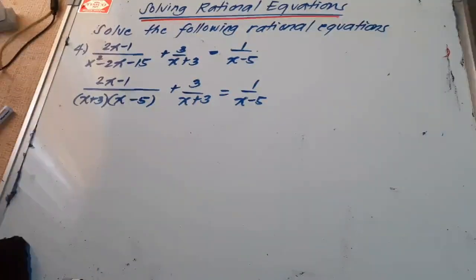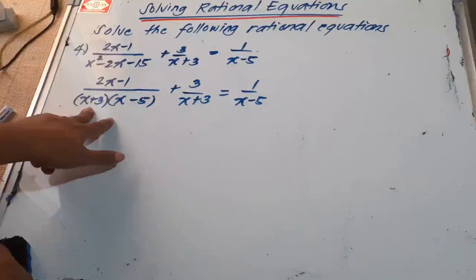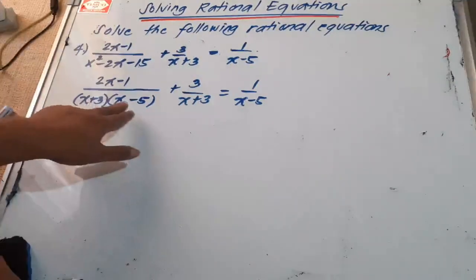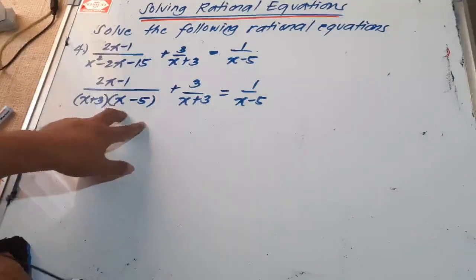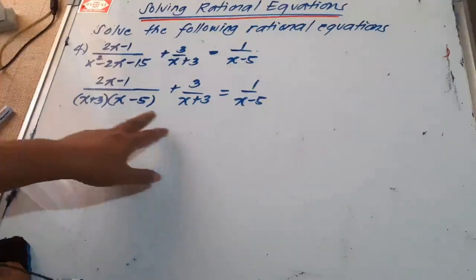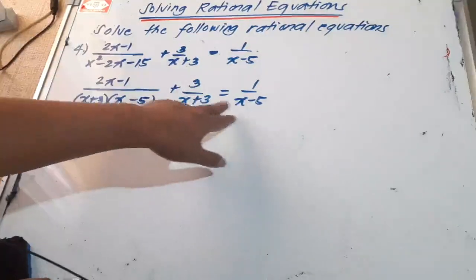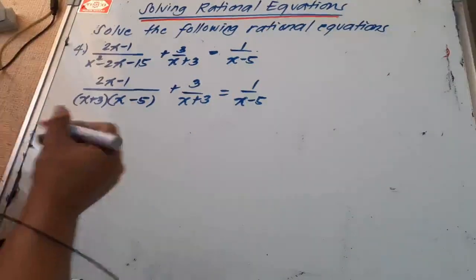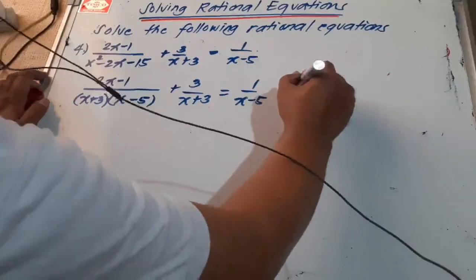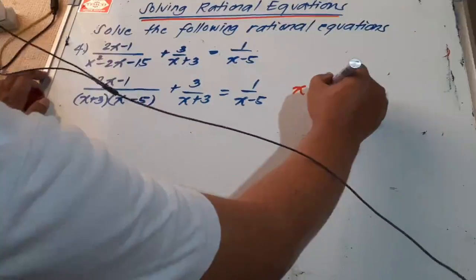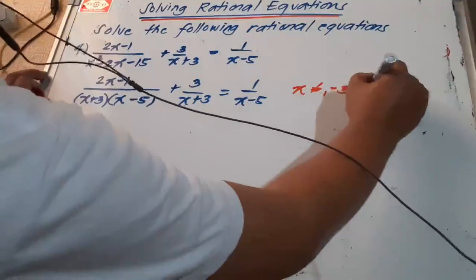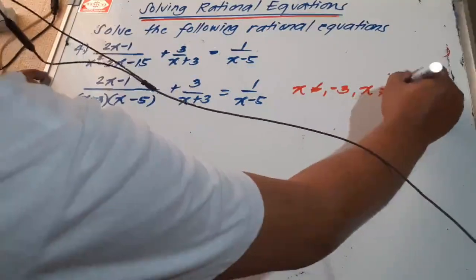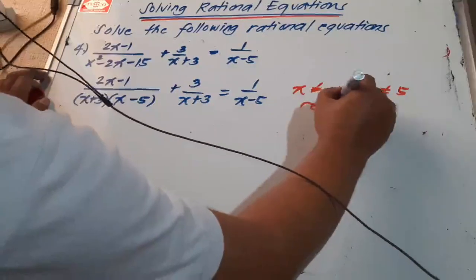So we have here 3 over x plus 3 equals 1 over x minus 5. So ma-identify na natin yung restriction sa denominators natin. Dito, hindi pwede maging negative 3 kasi magiging 0. Hindi rin pwede maging positive 5 kasi magiging 0 ito. 0 times this is 0. So hindi rin pwede maging negative 3 dito, hindi rin pwede maging positive 5 dito, kasi magiging 0 yung ating denominator. So therefore, the restrictions are x not equal to negative 3 and x not equal to positive 5. Yun yung restriction sa ating denominator.